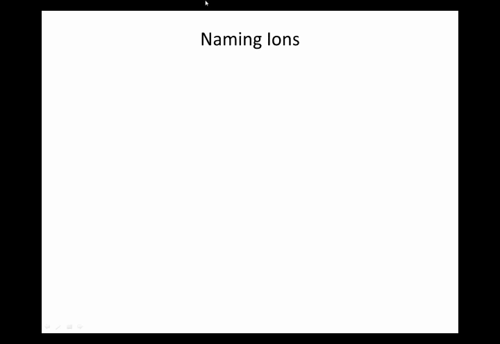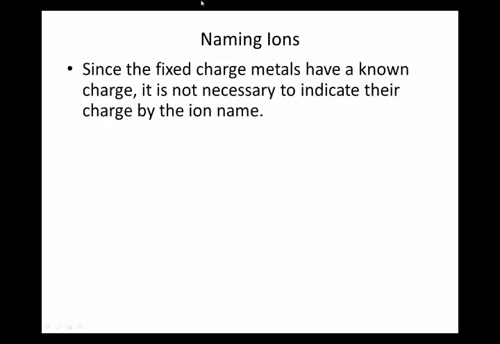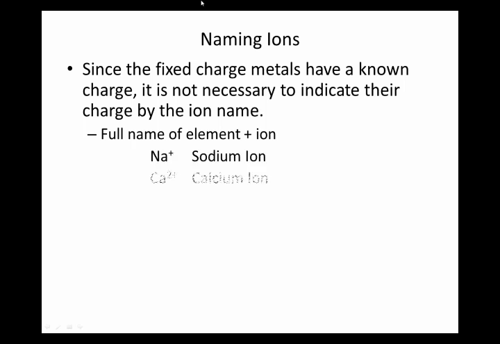We name them slightly differently. I'm going to talk about fixed charges. They're the easiest to name. Variable charge just have an extra little thing. Fixed charge metals have a known charge. It's not necessary to indicate their charge when we name them. So we name them by the name of the element plus the word ion. So Na+ is a sodium ion, calcium ion, aluminum ion. By telling you ion, you know their charge, and because they're fixed charge, you know what charge they are.